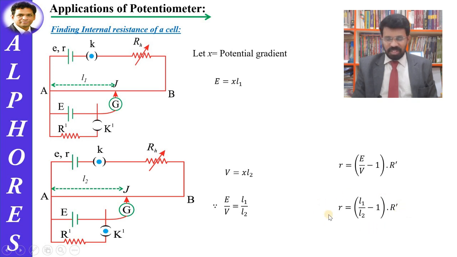With the help of this equation, you can find out the internal resistance of a given cell. All that you will be reading from the potentiometer is the L1, L2 values, and you can substitute here. And this R dash is connected in the secondary circuit. Its value is known to us. By substituting the R dash value and L1, L2 values, we will be able to find out the internal resistance of this cell. So that's how the internal resistance of the cell can be found.